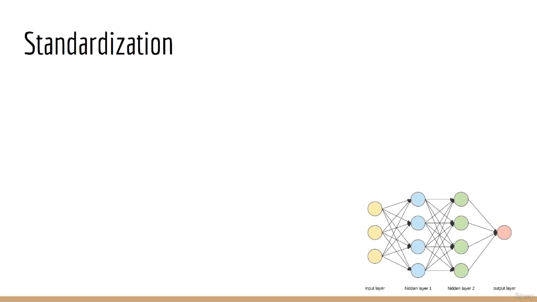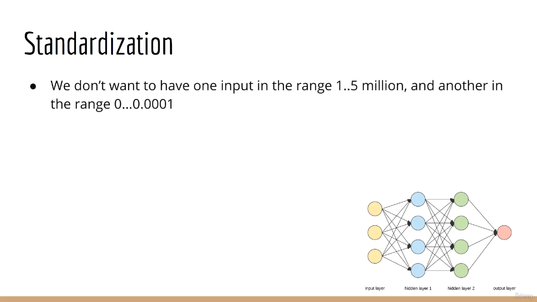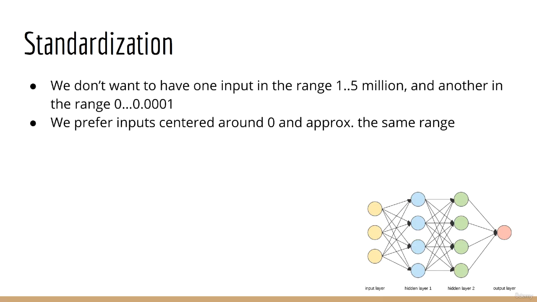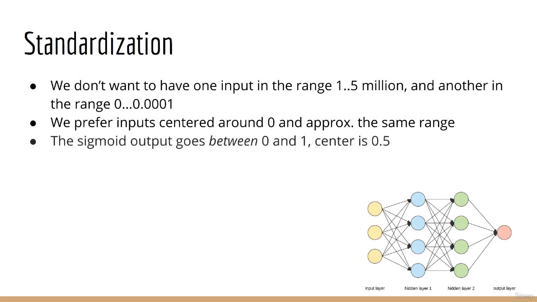If you recall, something we discussed earlier was the importance of standardization. We don't want to have one input in the range 1 million to 5 million, and then another input going from 0 to 0.0001. Instead, we would like to have all of our data centered around 0 and in approximately the same range. Now, the sigmoid is problematic in this regard. If you recall, the output of a sigmoid is always between 0 and 1, and its middle value is therefore 0.5. Therefore, the output of a sigmoid can never be centered around 0.